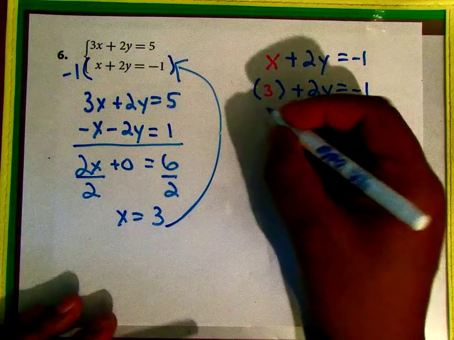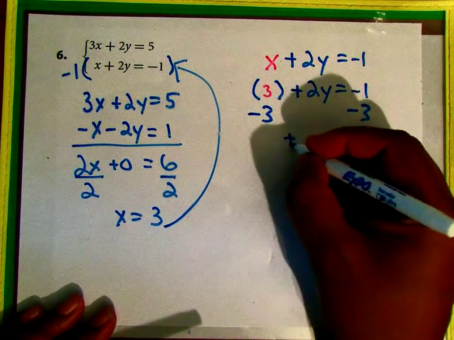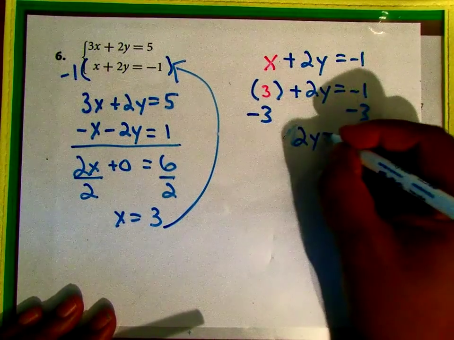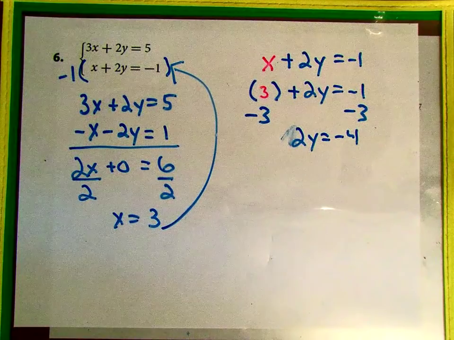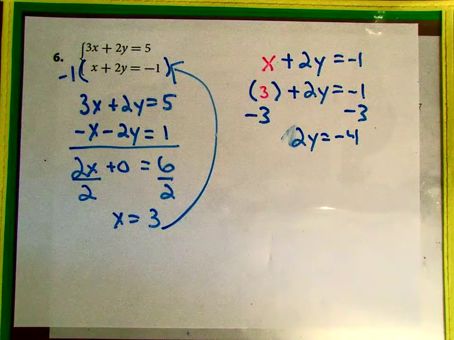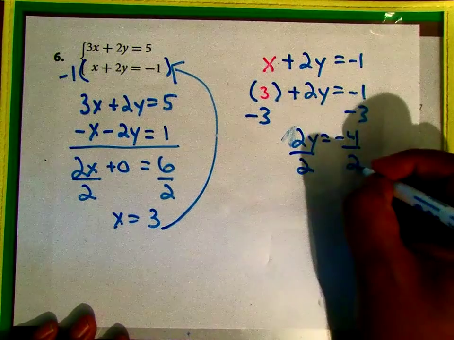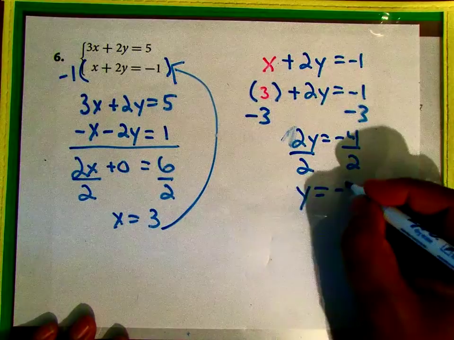Now I'm going to subtract that 3 on both sides. That's going to leave me with 2y is equal to negative 4. Then divide by 2. y is equal to negative 2.